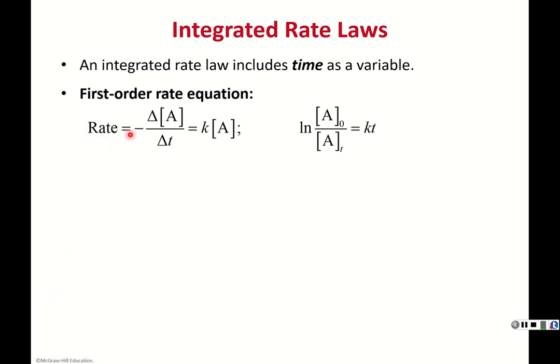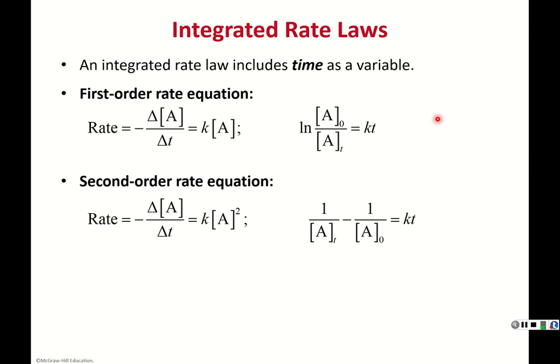Okay. So the first order rate equation is shown on the left here. Right, we have rate equals negative change in concentration of A over change in time, and we can write that as the rate constant times the concentration of A. When you integrate that, you don't need to know how to do this for this class. We won't be doing the calculus. All you need to know is that when you integrate that, what you get out is the natural log of A naught, which is the starting concentration, divided by the concentration at time t equals kt.